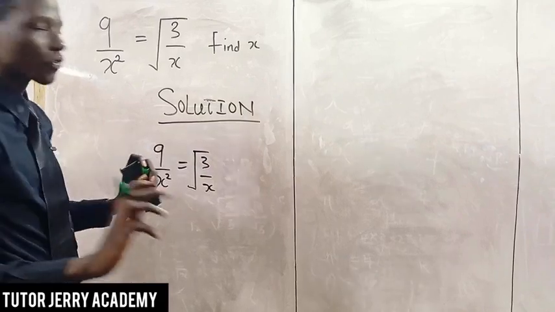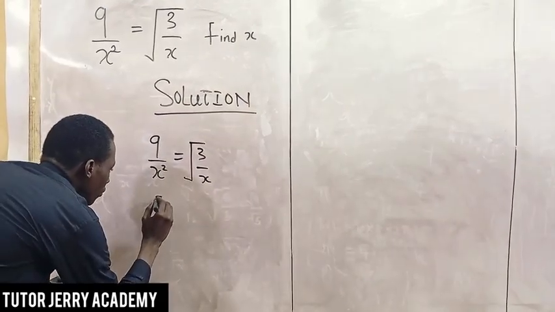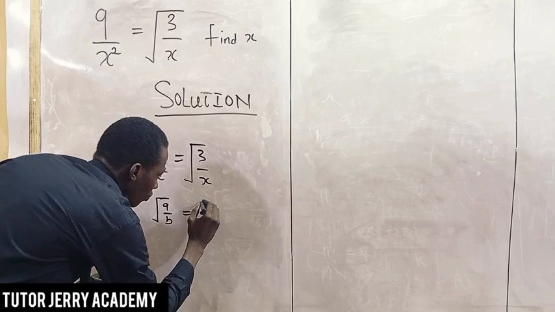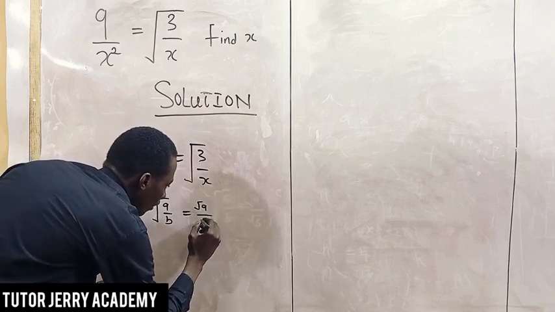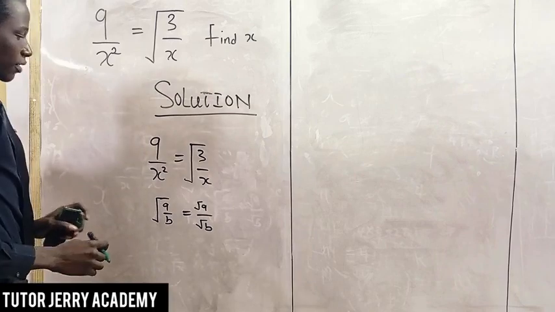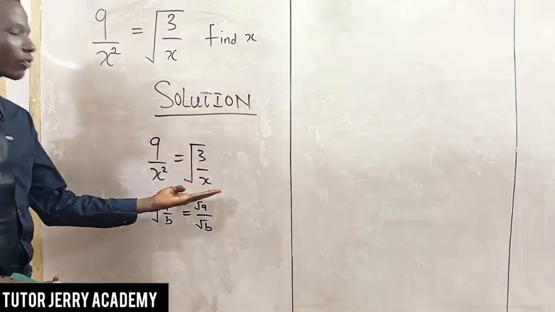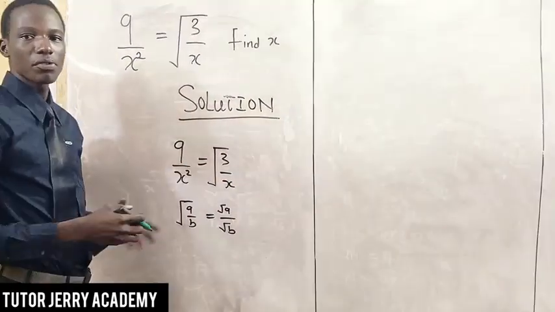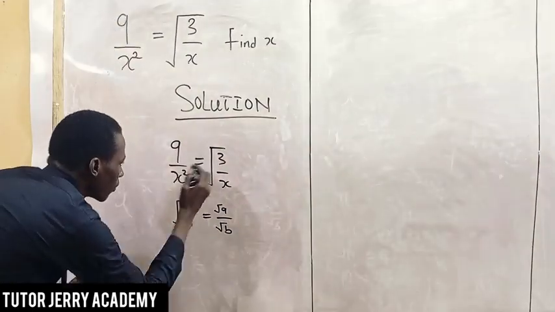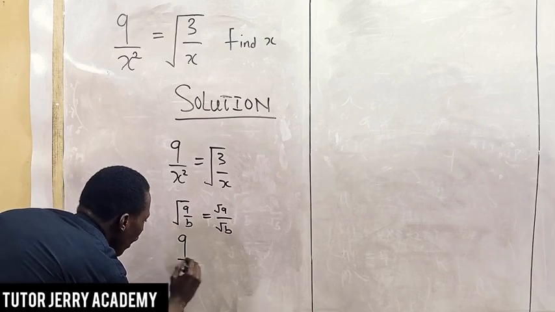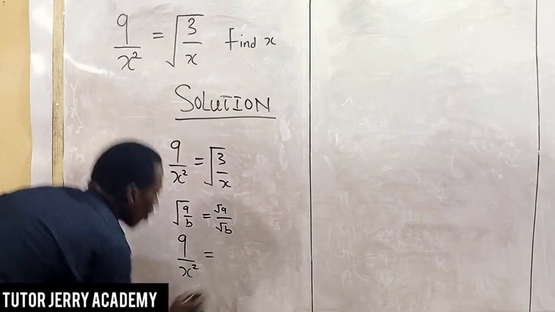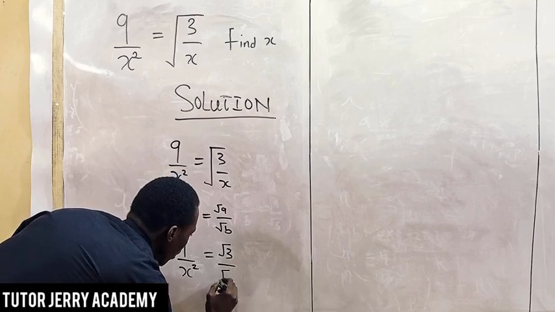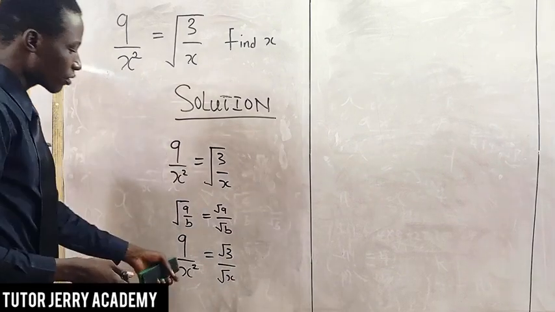So we know from our laws of surds that the square root of a all over b is nothing but the square root of a all over the square root of b. It implies that the square root of 3 all over x will be equal to the square root of 3 all over the square root of x. So this implies that we are going to have 9 all over x squared equal to the square root of 3 all over the square root of x. So this is what we have.